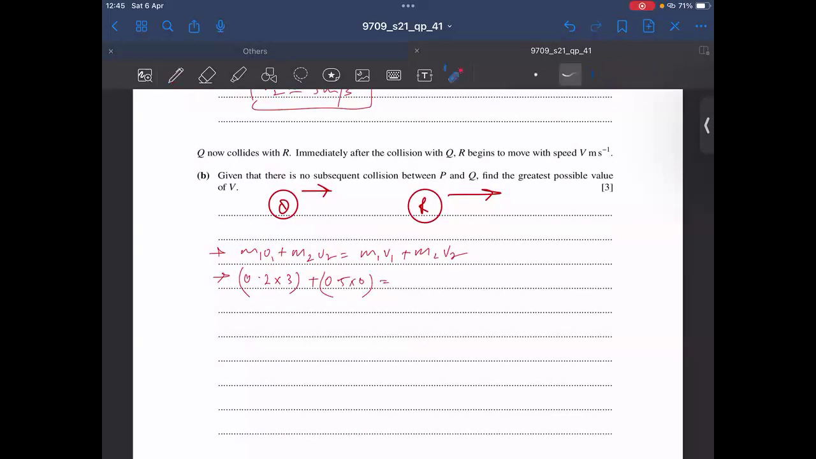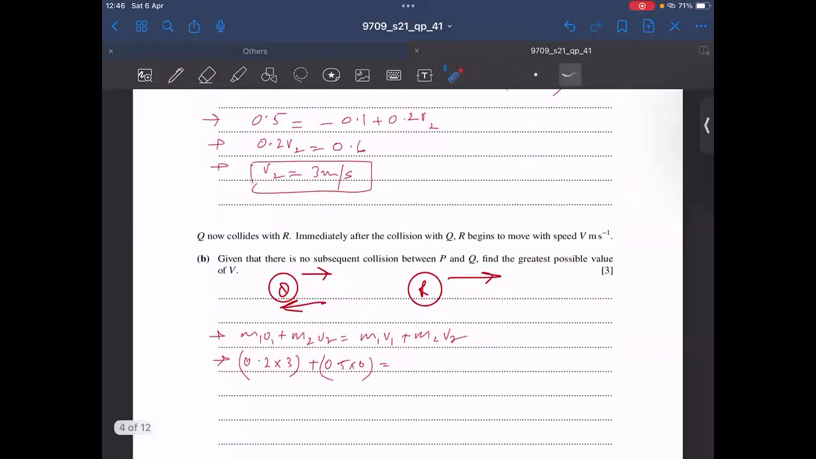Now, for Q, to have the greatest possible value of V, Q must be moving towards left after collision. Why? Let me show it to you. So if Q would be moving towards left, Q now collides with R, and immediately after the collision with Q, R begins to move with speed V.